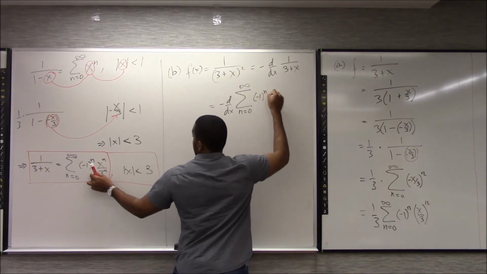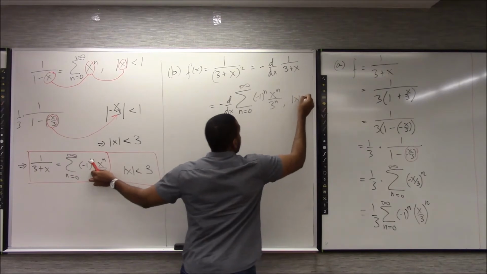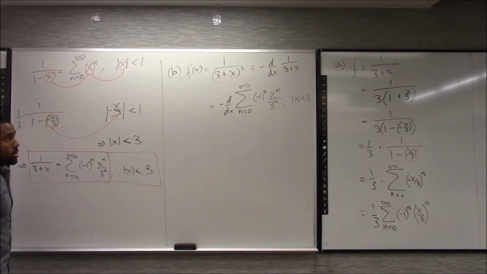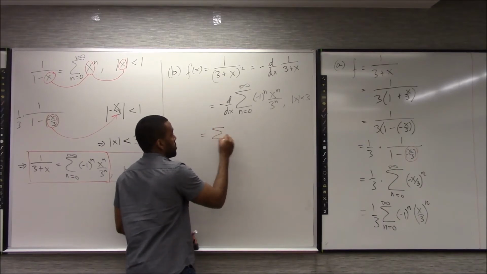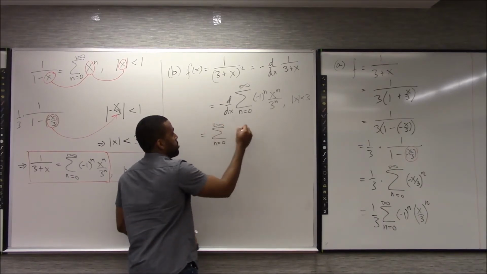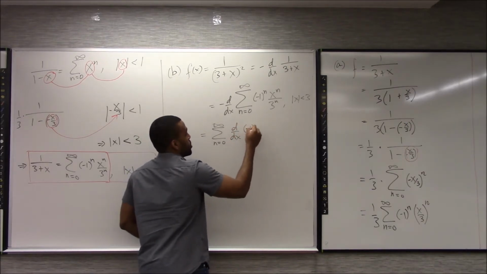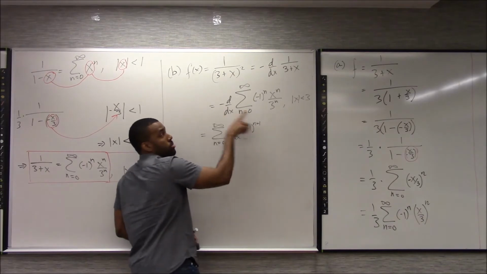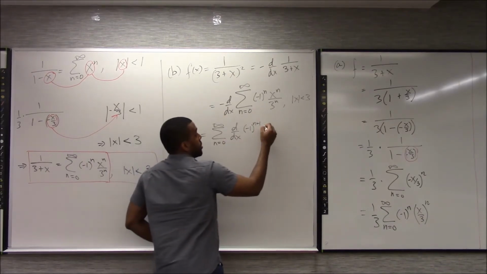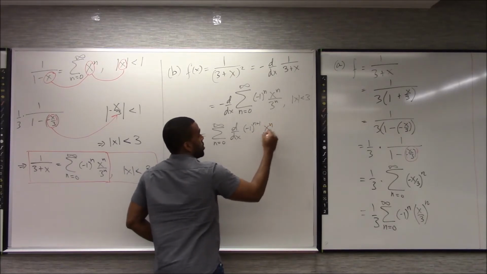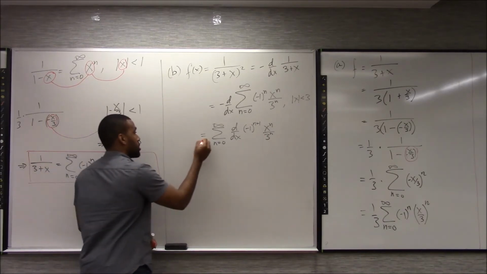Minus 1 to the n, x to the n over 3 to the n, for x less than 3. And I can switch these two. I can bring the derivative inside. This would be minus 1 to the n plus 1, because I bring in the negative 1 and multiply this negative 1 to the n, so it now becomes negative 1 to the n plus 1. And x to the n over 3 to the n. And this I can do because of absolute convergence.